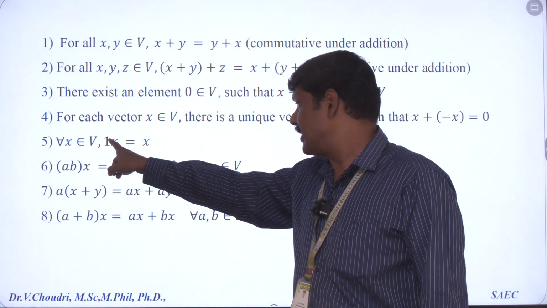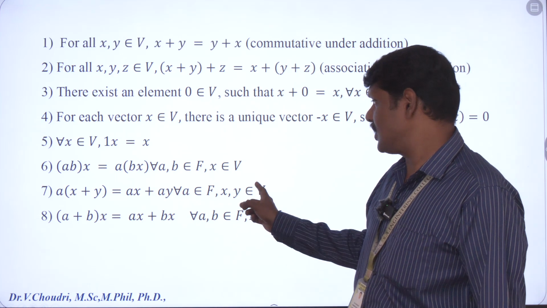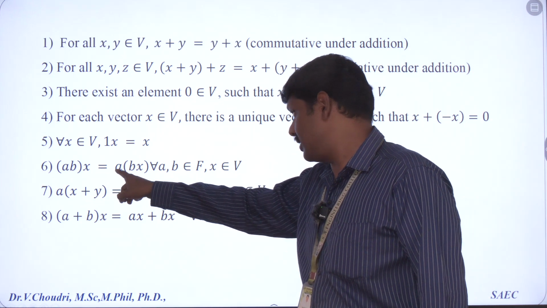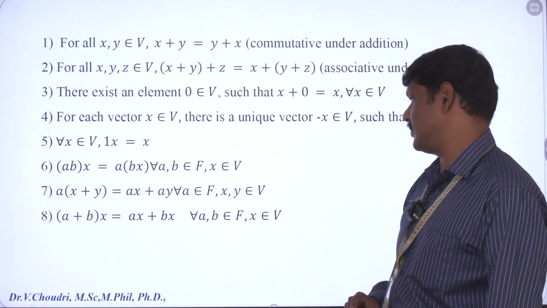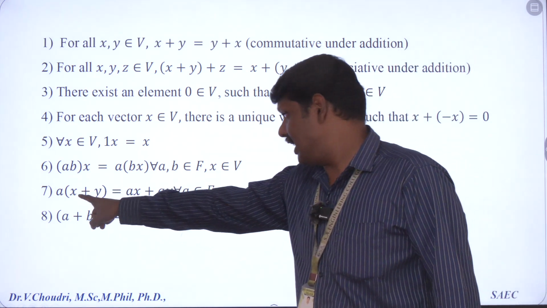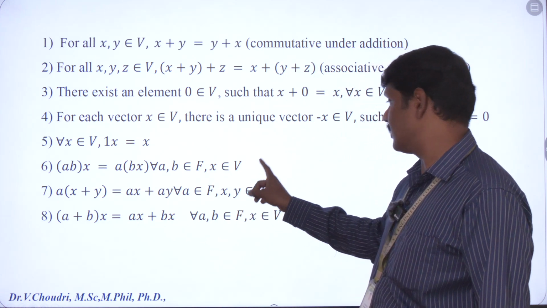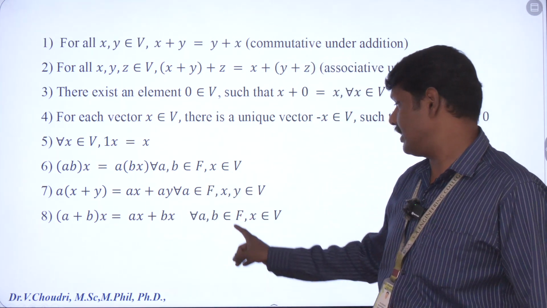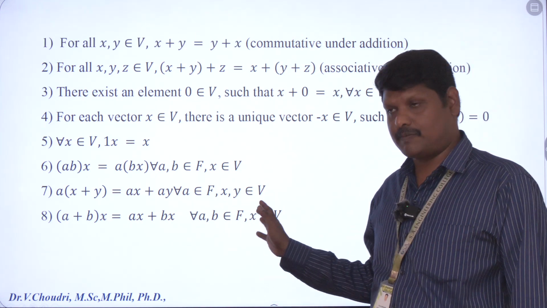Okay, then the identity element under multiplication, 1 times x equals x. Also the associative property under multiplication, (a times b) times x equals a times (b times x), for all a, b belonging to F and x belonging to V. Then the distributive property under multiplication with addition, a times (x plus y) can be written as ax plus ay. And (a plus b) times x equals ax plus bx, for all a, b belonging to F and x belonging to V. Okay, so this is the definition of a vector space.